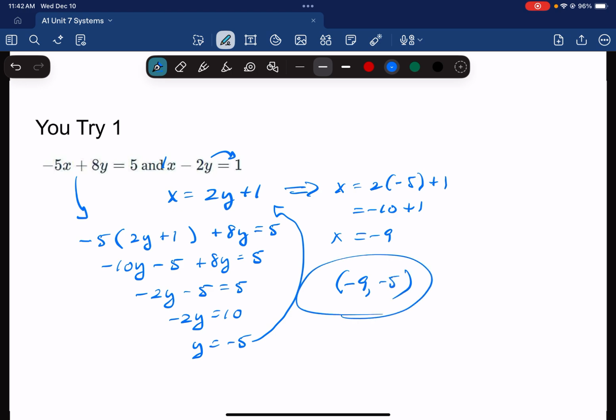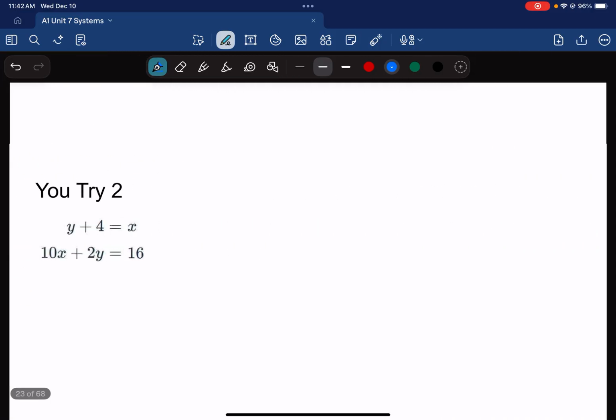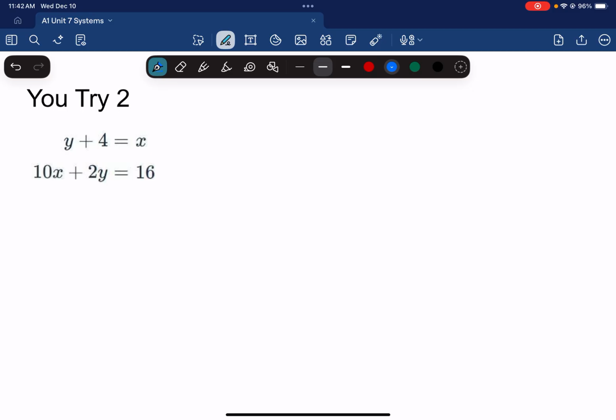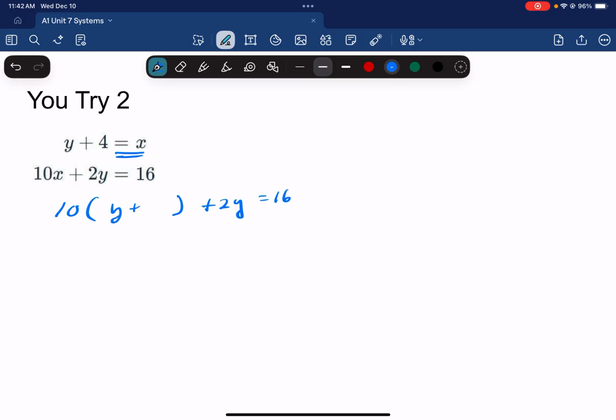Okay. How'd you do? You try too. Pause the video, turn it back on when you're finished. It looks like they already told me x equals. So I'm ready to take this other equation, 10, and then I know what x is in terms of y. I'm going to plug in y plus 4. And that's the big step right there, and I just distribute.